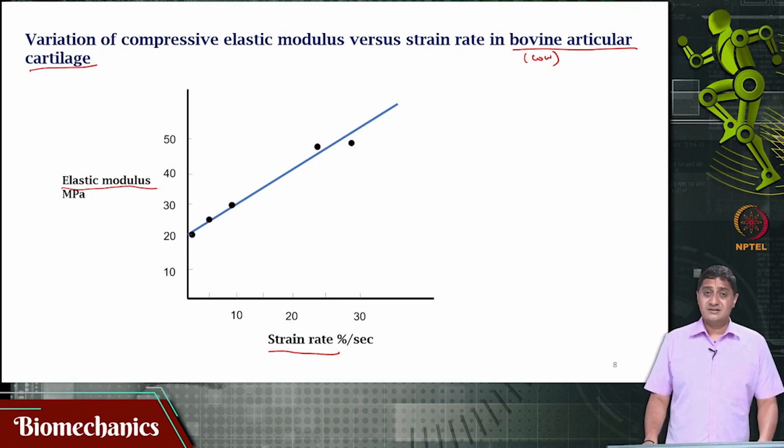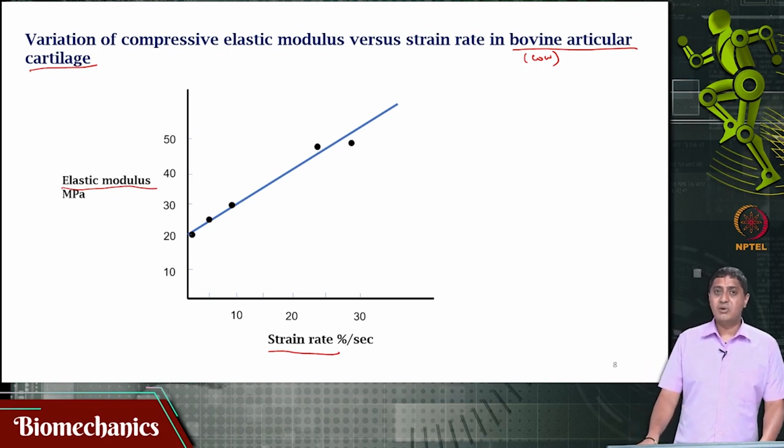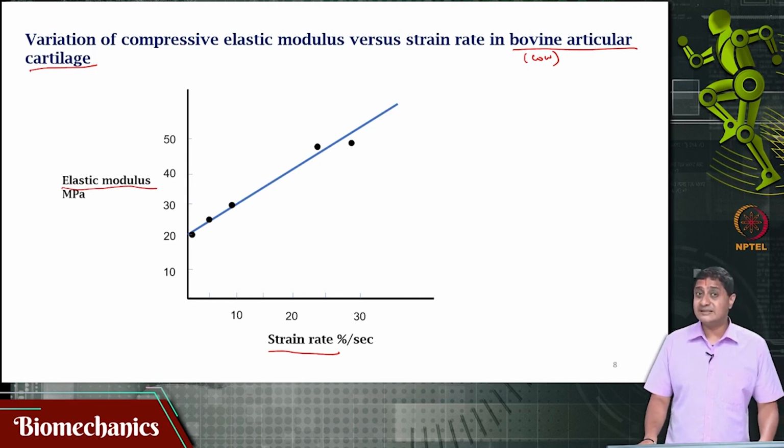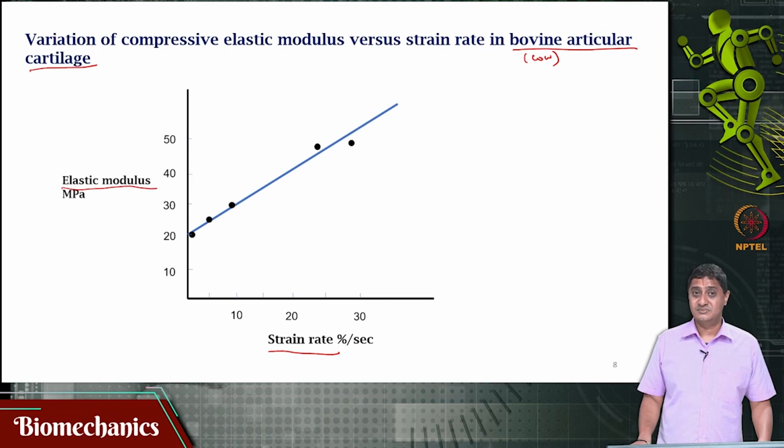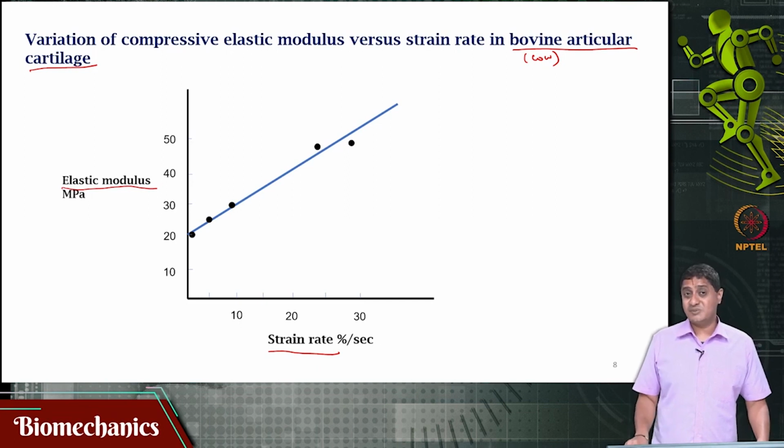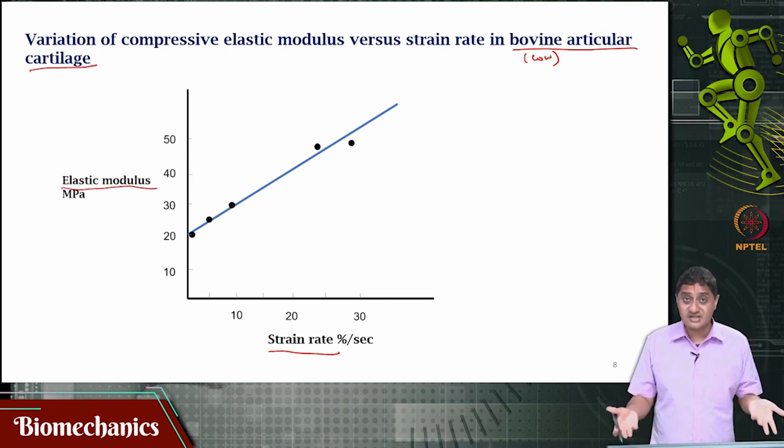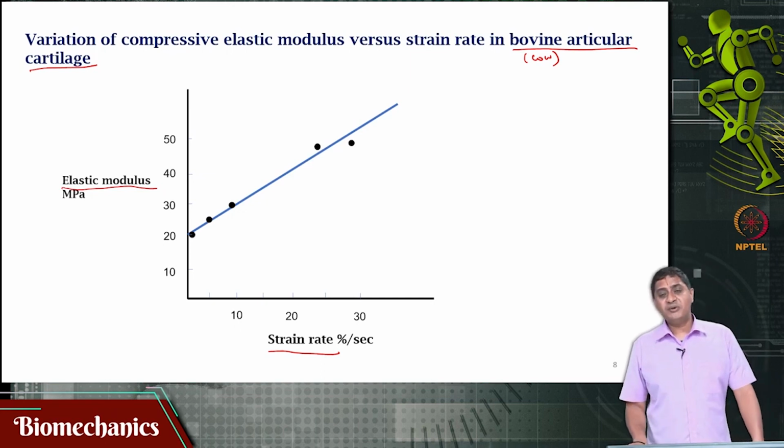So, in this material, as I change the rate of application of strain, the modulus or the elastic modulus changes. It is not the stress that is changing. Depending on the rate at which I am applying the strain, the modulus itself changes. For a perfectly elastic material, modulus is a constant. This is something that we have seen in previous classes, right.